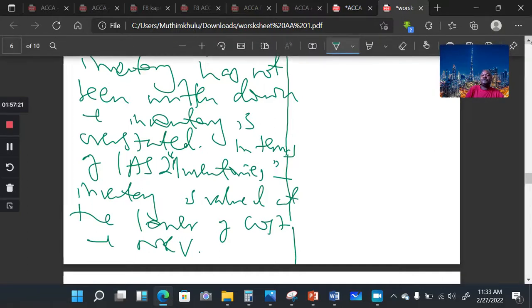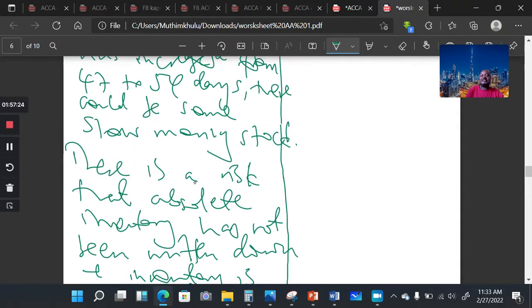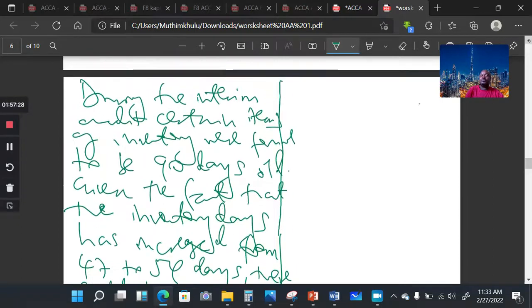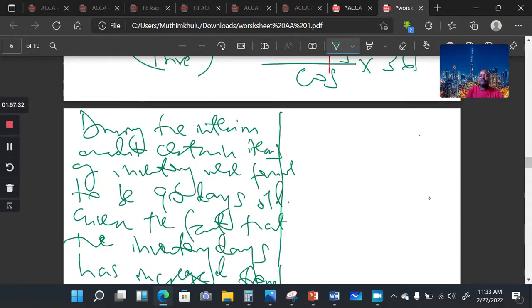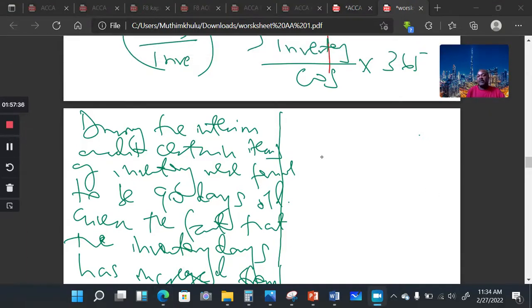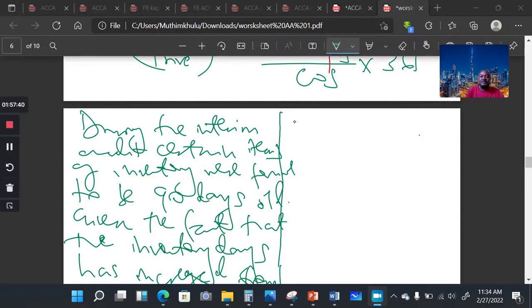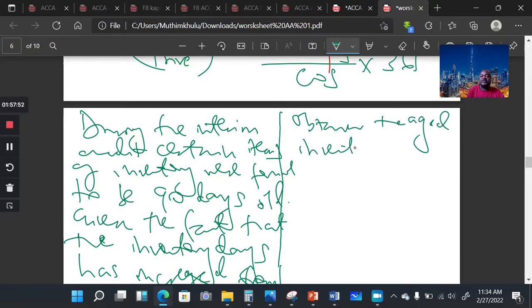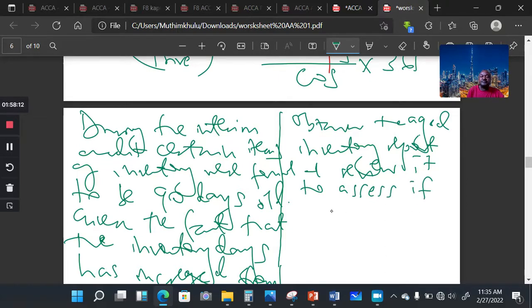All right. So what do we have to do as auditors now? We've highlighted all these for 1 mark. So what is our response? What shall we do as auditors? What we need to do is to obtain the aged inventory report and review it to assess if there are slow moving stock.